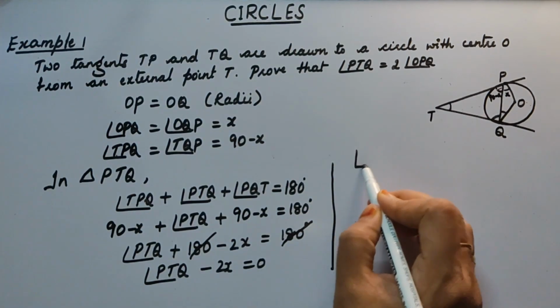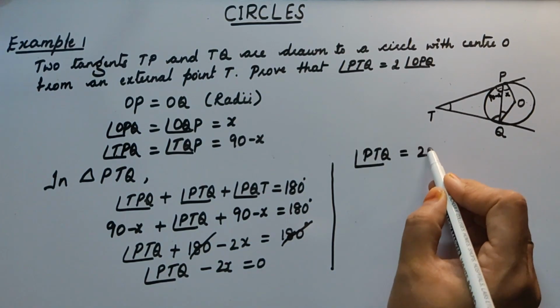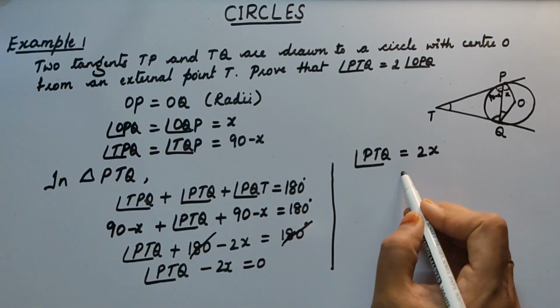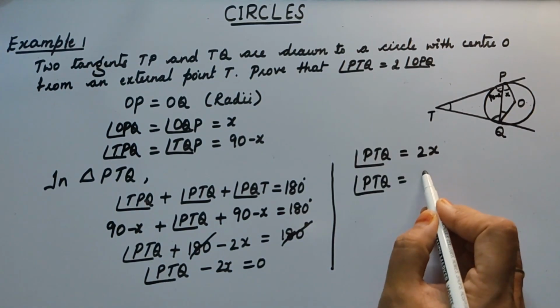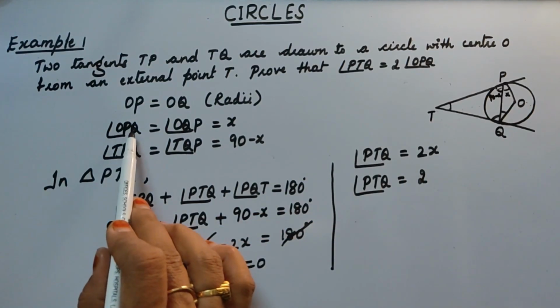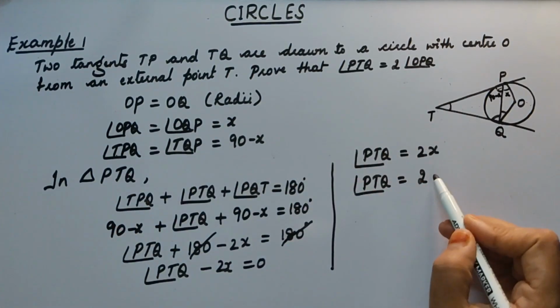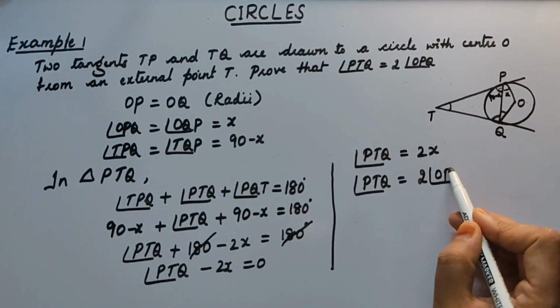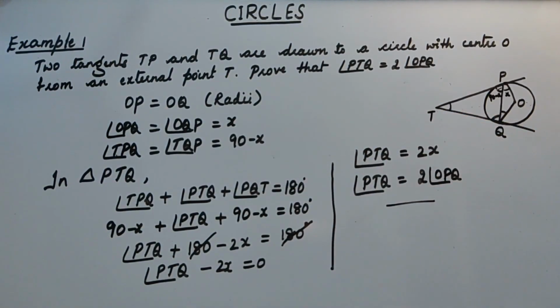So angle PTQ is equal to 2x. Okay students, now angle PTQ is equal to 2 into x. X can be OPQ or OQP. According to the question, we have got OPQ. So angle OPQ. So we have proved here students. I hope you people have got this, right?